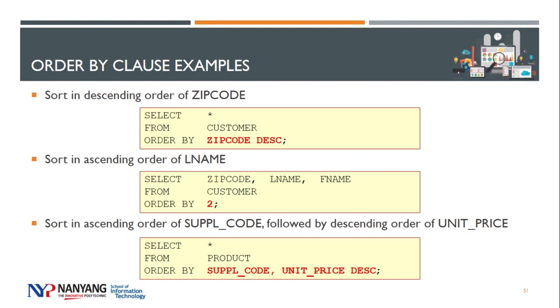And the next one, sort in ascending order of supply code followed by descending order of unit price. So select all the data from product, order them by supply code followed by the unit price in descending order.